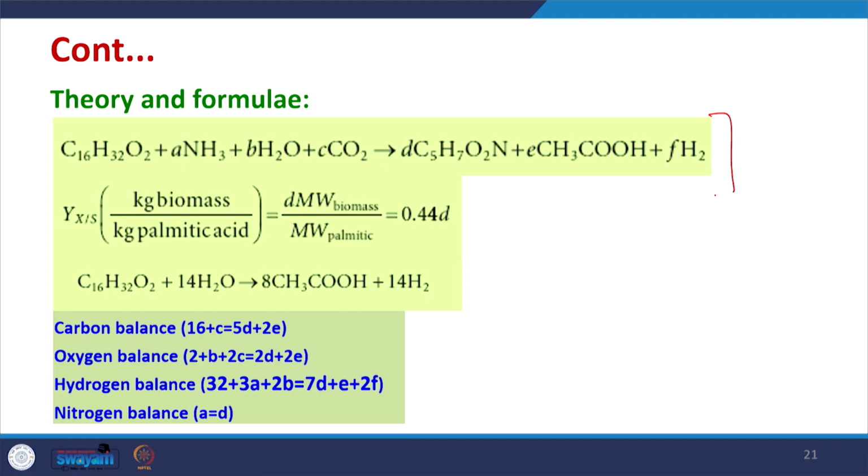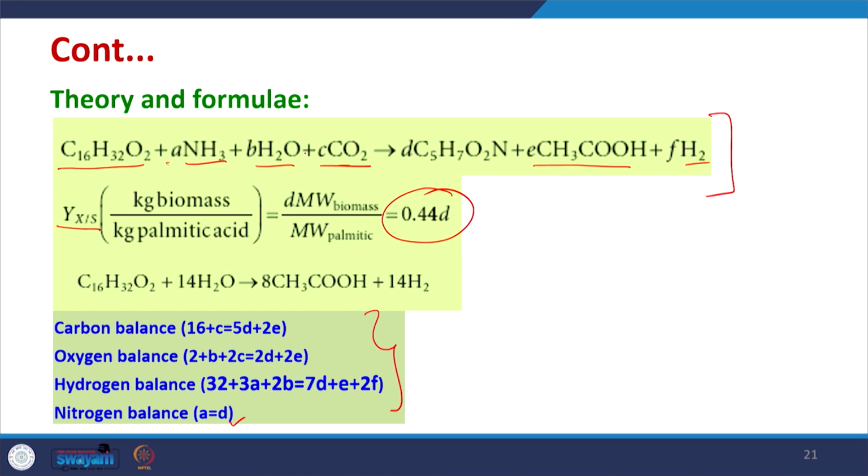So, write the overall stoichiometry of anaerobic metabolism of palmitic acid. We can write this equation. Here we can see that palmitic acid with ammonia, H2O and CO2 react together to form acetic acid, hydrogen along with the biomass. We can easily write the equation with respect to the growth yield, and the carbon balance will be given by this particular equation, and the nitrogen balance gives that A is equal to D.